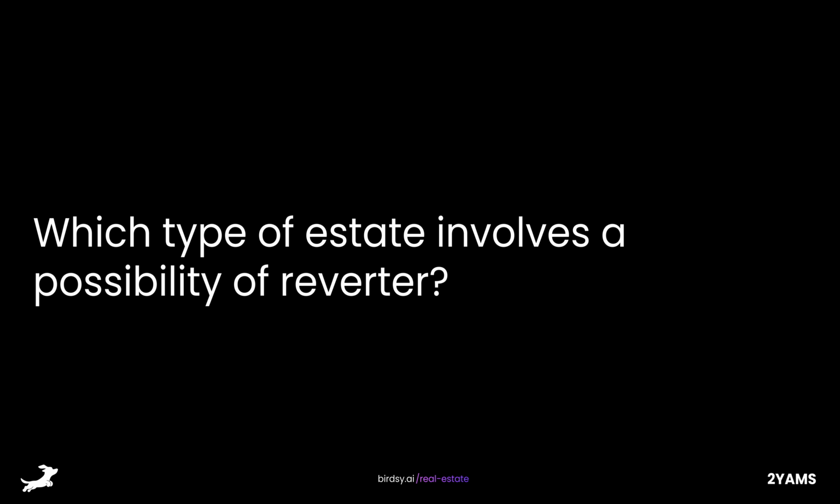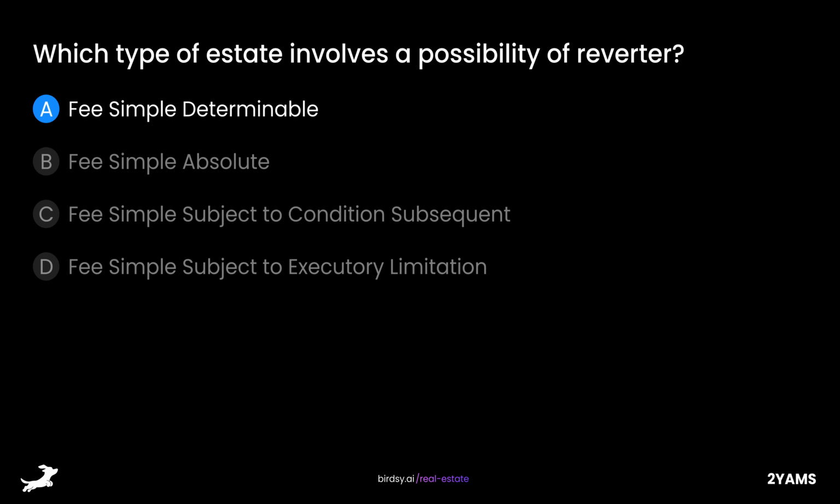Which type of estate involves a possibility of reverter? Is it A, fee simple determinable, B, fee simple absolute, C, fee simple subject to conditions subsequent, or D, fee simple subject to executory limitation? The answer is A, fee simple determinable.